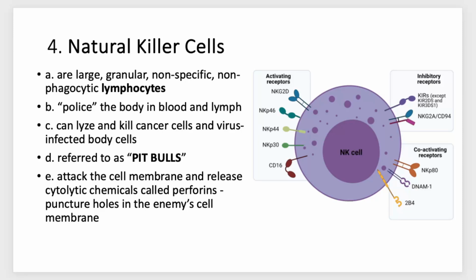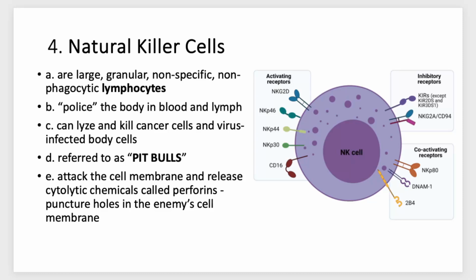So another type of cell we're going to have is called a natural killer cell, often abbreviated an NK cell. These cells are large, granular, nonspecific, non-phagocytic lymphocytes. And these are usually described as the patrol, like the police in the body. They're in the blood and the lymph, and they can kill these cells directly. That's why they call them natural killer cells. So they'll often be called the pit bulls. They're roaming around, ready to kill these foreign substances.